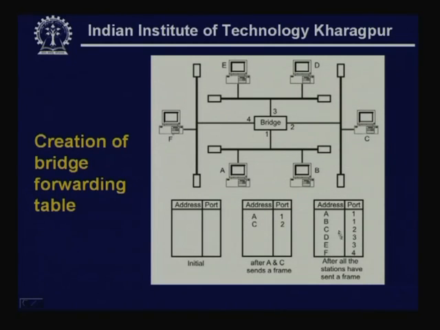In this way, in the long run, all the stations, if they are active, will have their entries in the address table along with the port number. Here, after all the stations have sent a frame, this will be the situation of the table. I have not shown the timer here. The timer value is also maintained, and suppose this C is turned off, then automatically after some time this entry will be removed from the table. This is how the bridge forwarding table is created in transparent bridge operation.